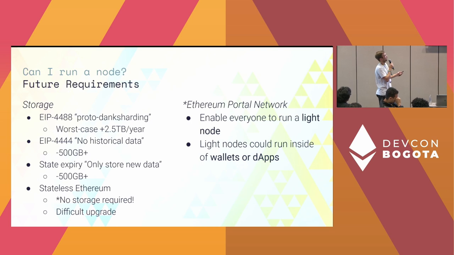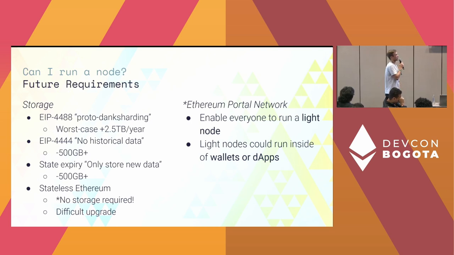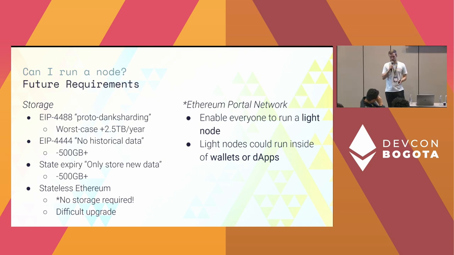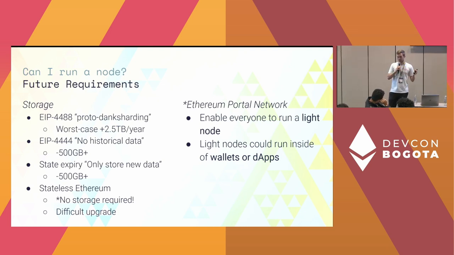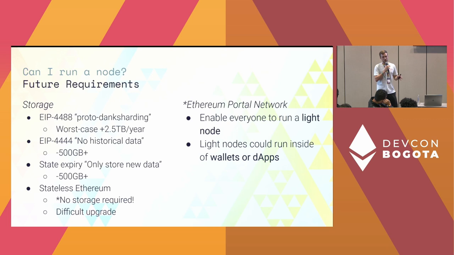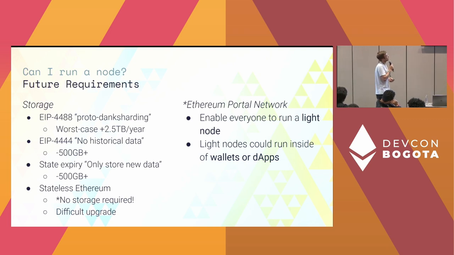State expiry is one that is contentious again. What it does is essentially eliminate the requirement for nodes to store certain transactions, say from before a year or so ago, unless that state is updated. I have a feeling this probably won't go through, so don't count on that.